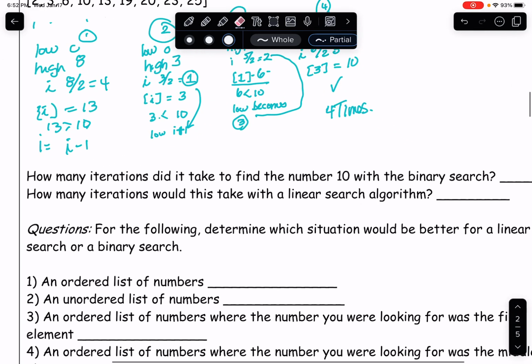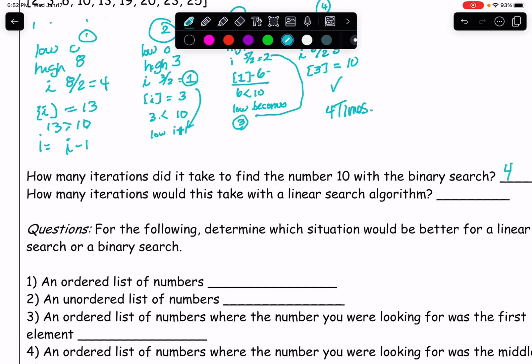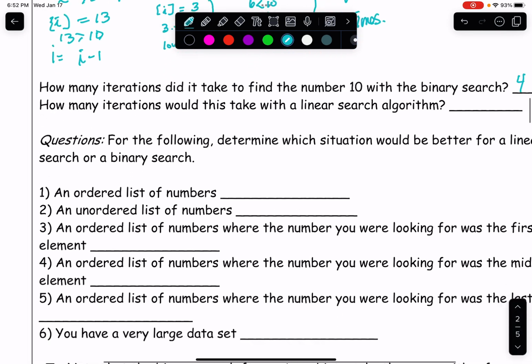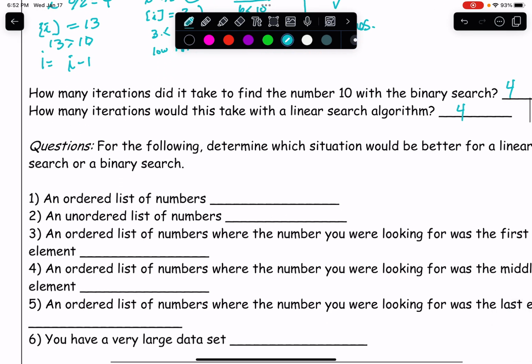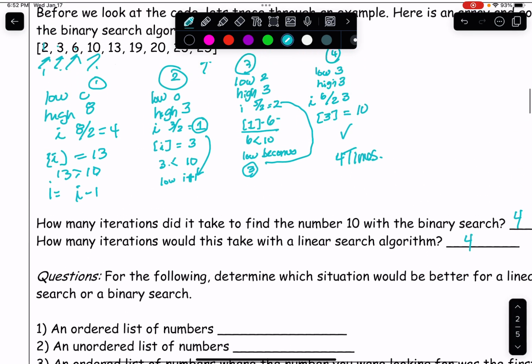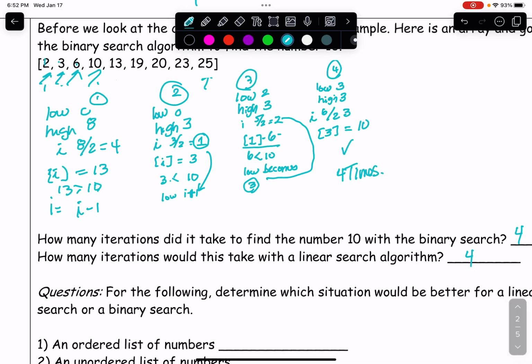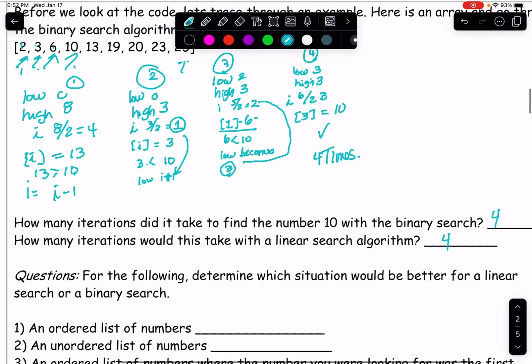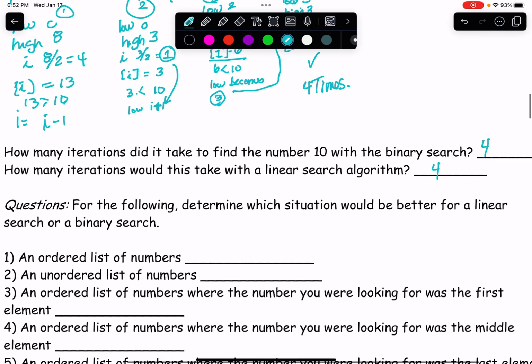So how many iterations did it take to find the number 10 with the binary search? It took us 4 iterations. How many iterations would this take with a linear search? What's funny is it would be the same amount, because it would look here, 1, 2, 3, 4, so it would still take 4. That just happened to be because I have a small number of items, and it happened to be on the lower side. If I was looking for 23, it would be higher for the linear.